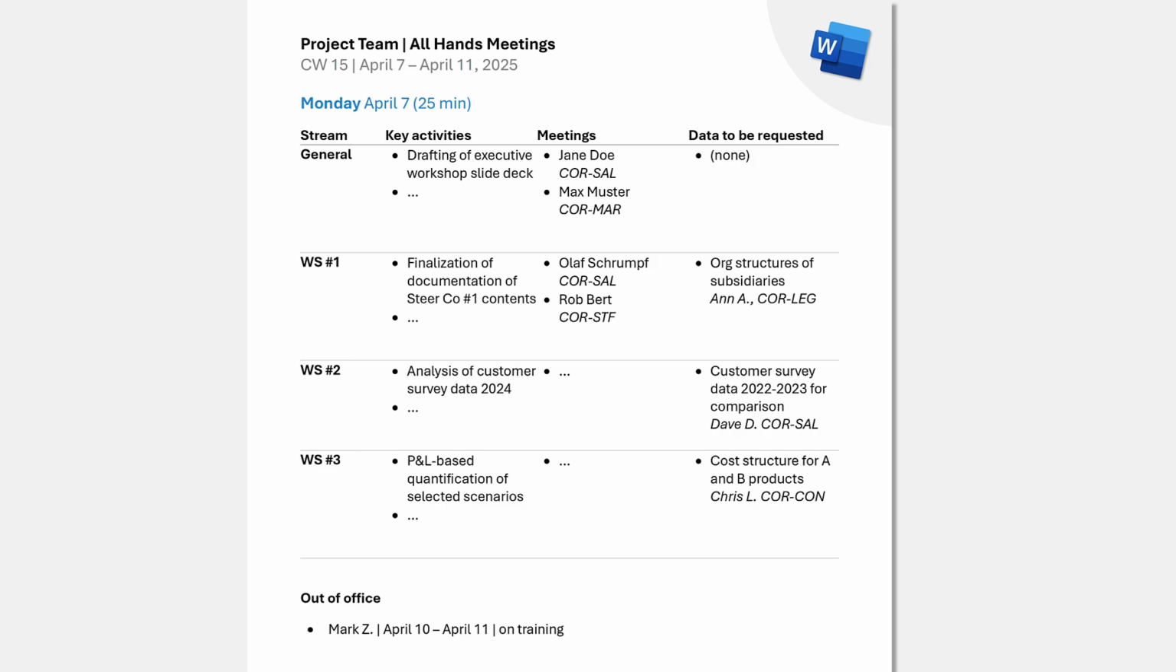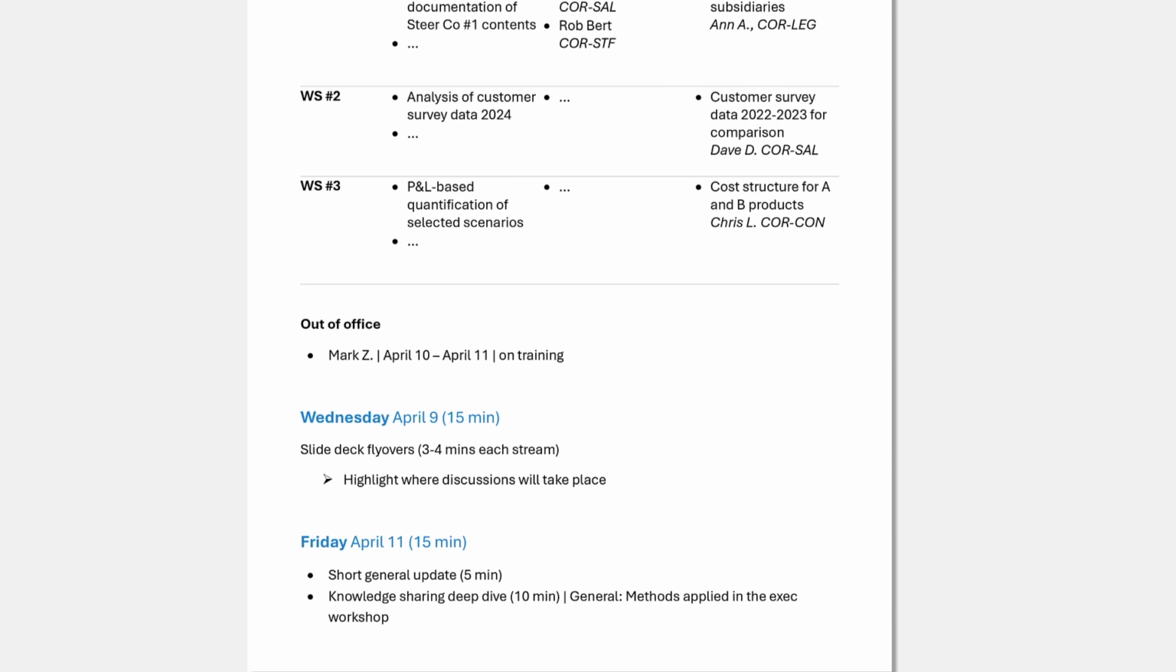And the reason we're doing this is we want to avoid redundant data requests, and we want to use meetings as efficiently as possible. So in case you have additional points to discuss with Jane Doe, for example, let's align on this on Monday. Second, we want to know who's out of office. So for example, Mark said he's going to be on training this week. And this already brings us to the Wednesday and Friday slots.